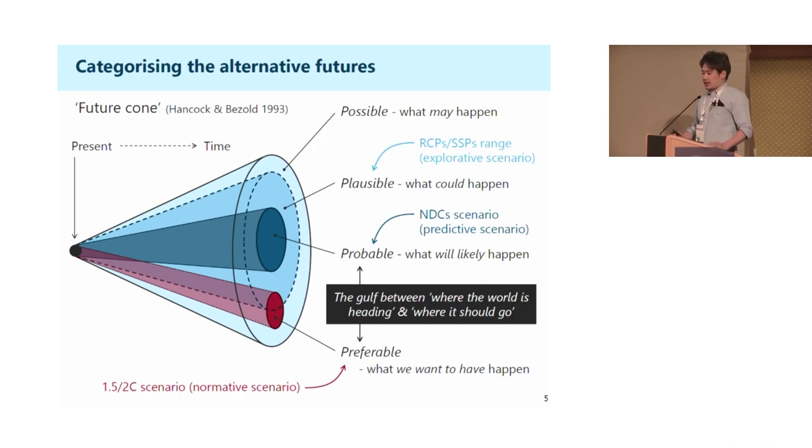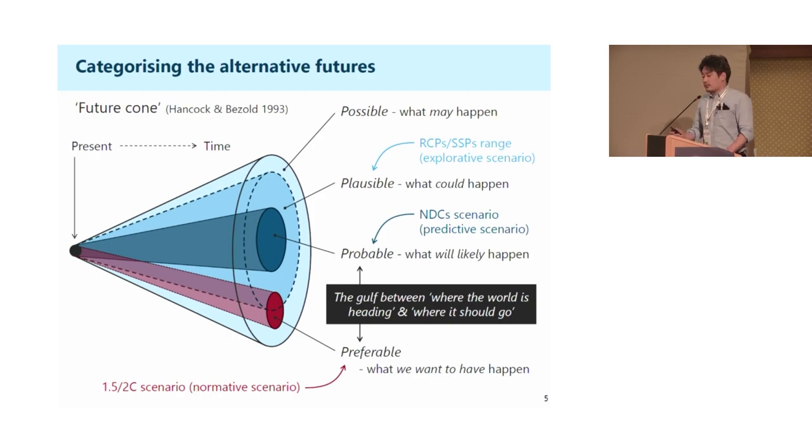There is a huge gap between where the world is heading and where it should go, and I think Roger Pielke has very nicely tried to point this out. This gap is a probability vacuum, and it creates some confusion in understanding the feasibility and possibility of scenarios.